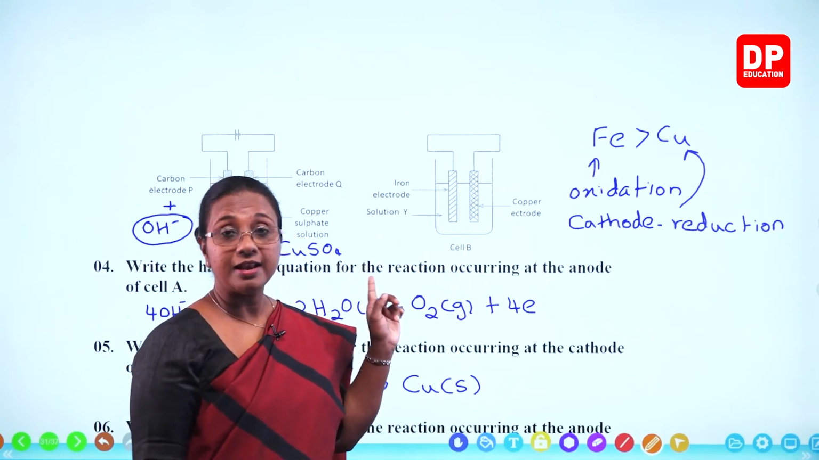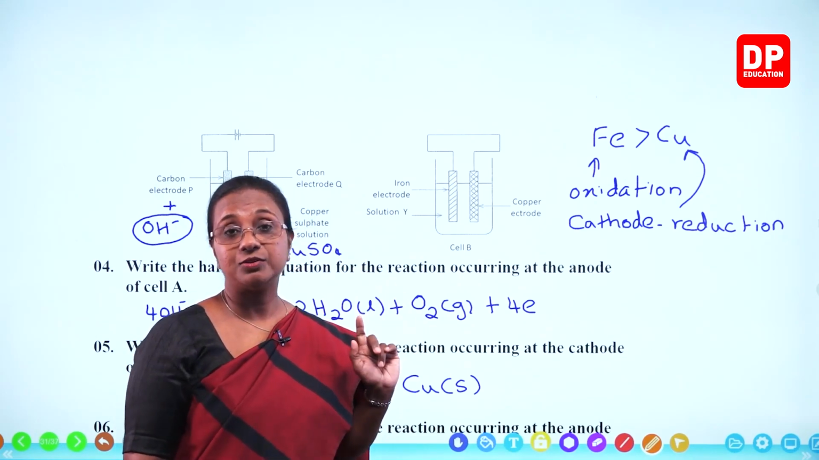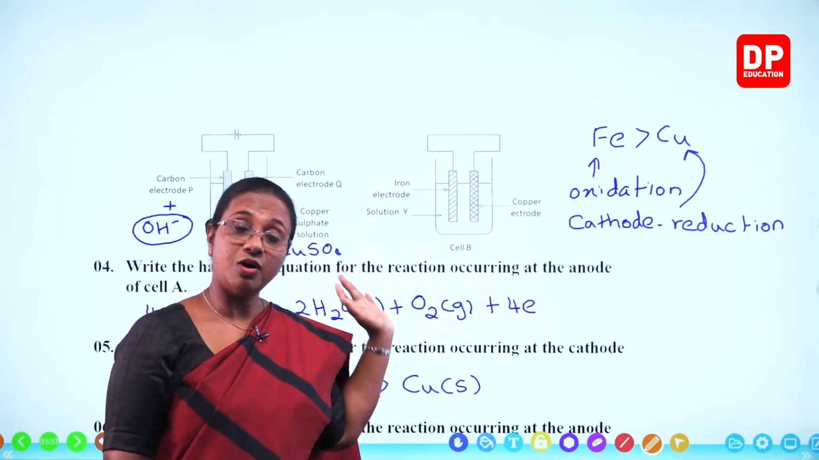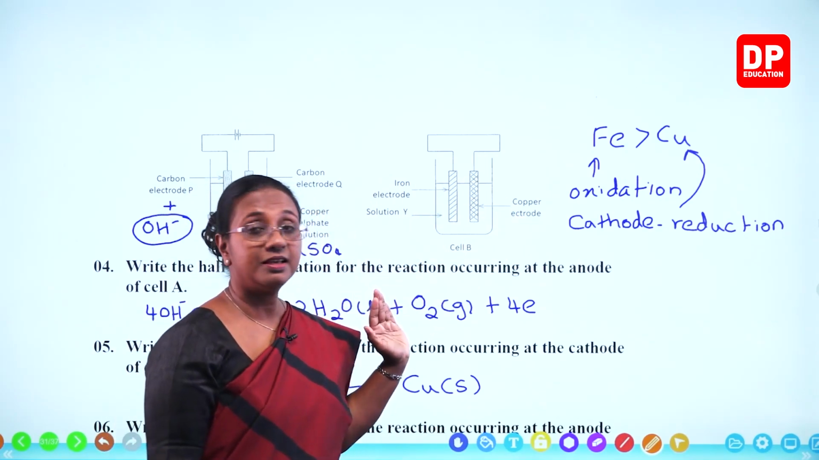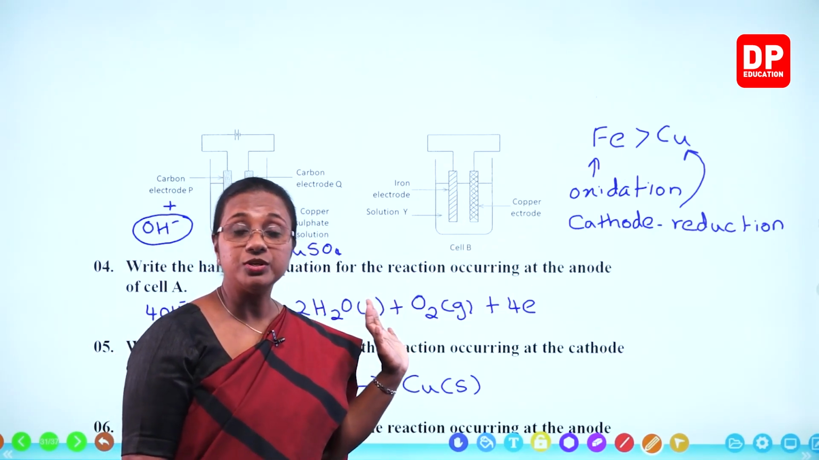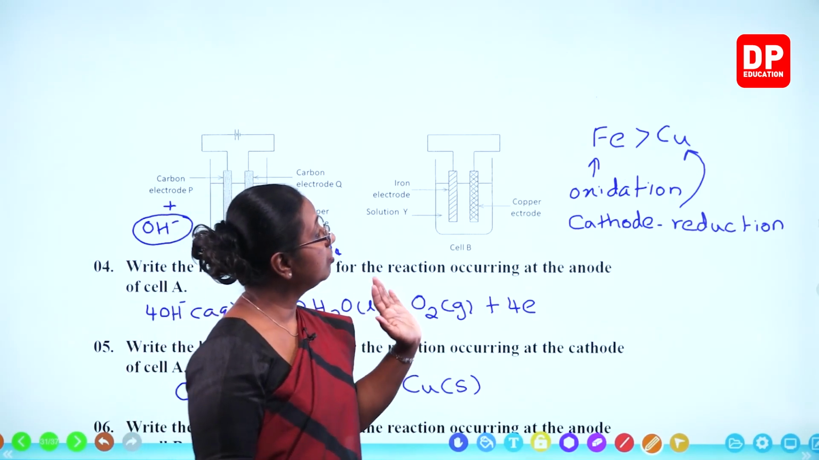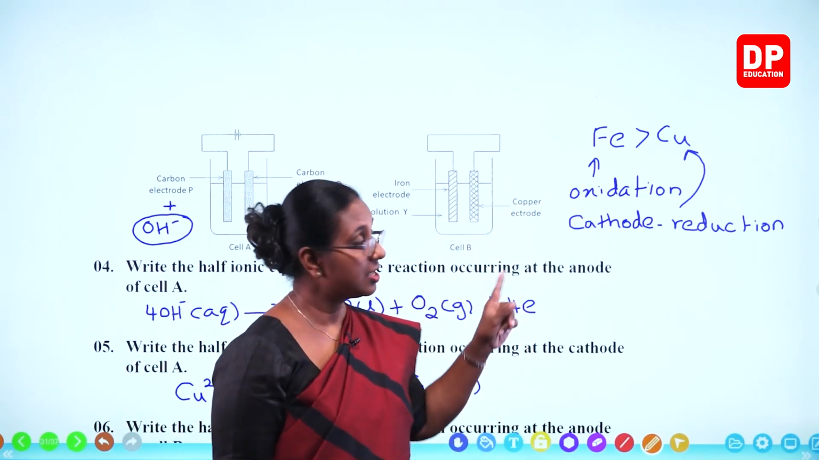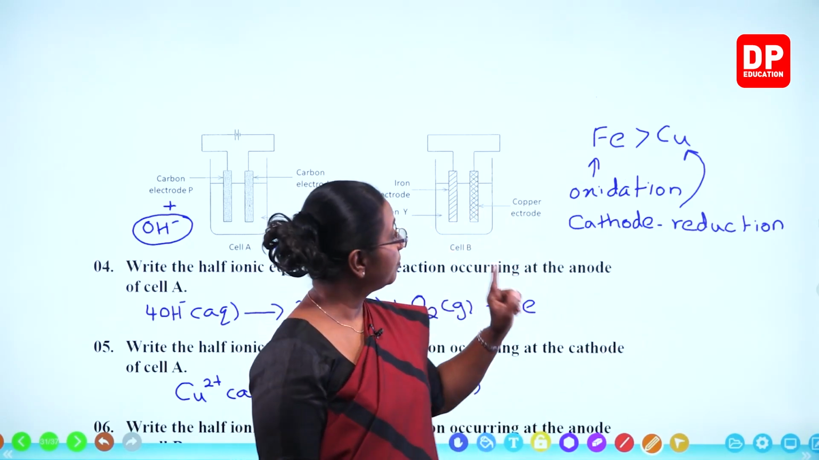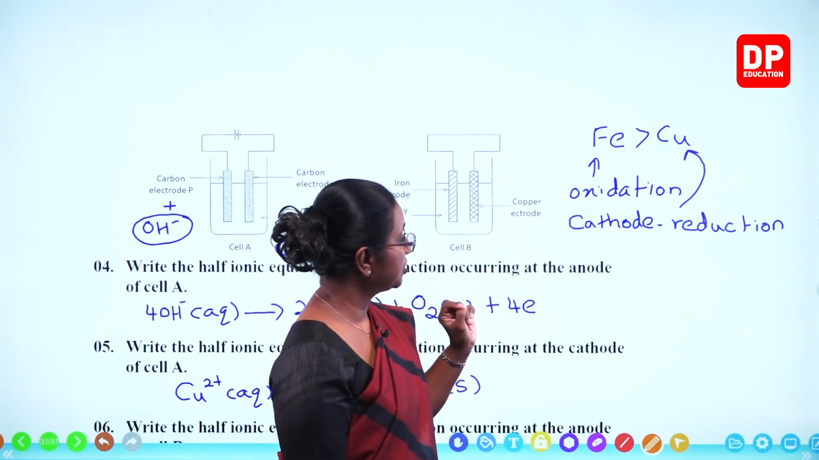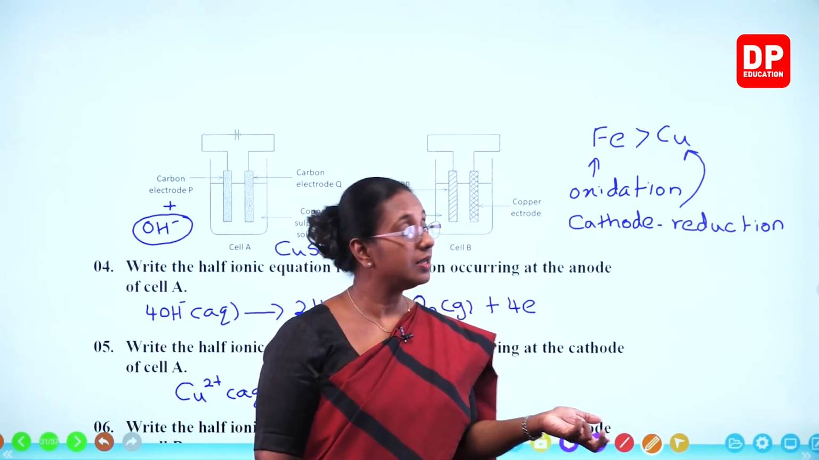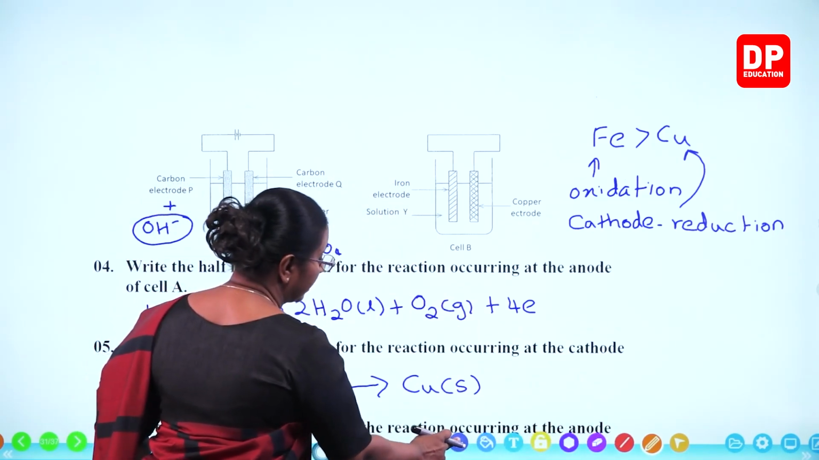And another thing you all can remember, students, when we represent an electrochemical cell, usually the more reactive anode is written on the left hand side and the less reactive metal, that is the cathode, is written on the right hand side. From that also you can identify, but still you have to remember the activity series. When you consider the reactivity, iron is more reactive than copper. So because of that, iron undergoes oxidation and reduction occurs at the copper electrode. So that becomes the cathode. We are supposed to write the reactions.